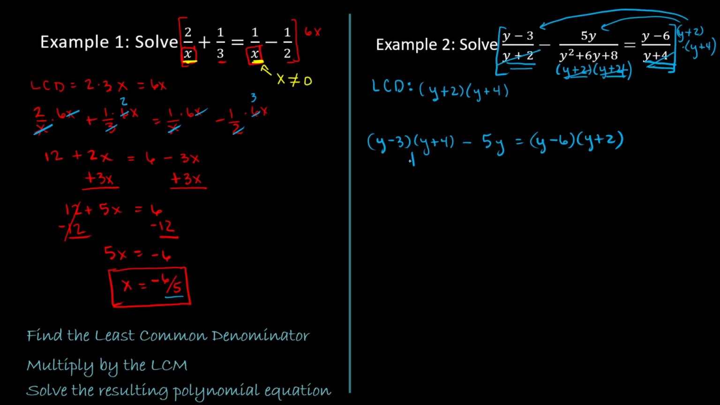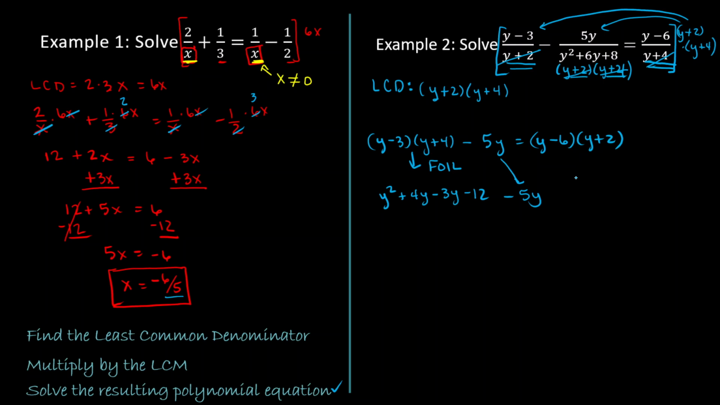Now I'm going to FOIL and multiply this out so that I can solve the resulting equation. So FOILing tells me I'm going to get y squared plus 4y minus 3y minus 12.